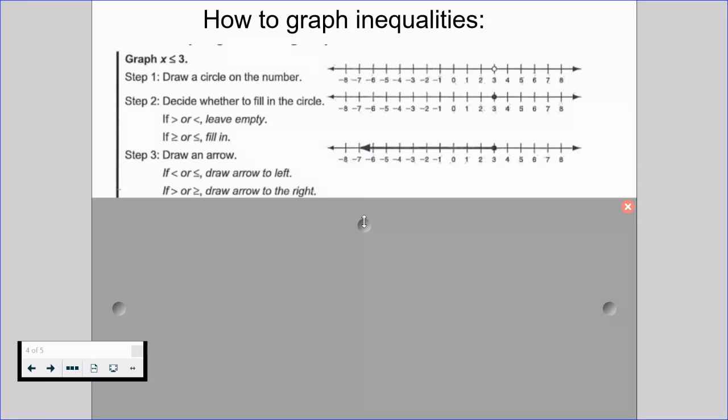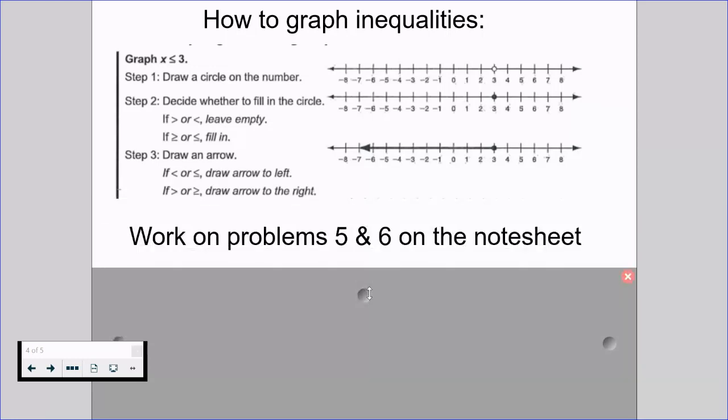They all start with L, right? So if your variable, inequality, number, if it's a less than or equal to, you shade to the left. If it's a greater than or equal to, you shade to the right. Greater with an R, you then go to the right. Hopefully that helps you out.